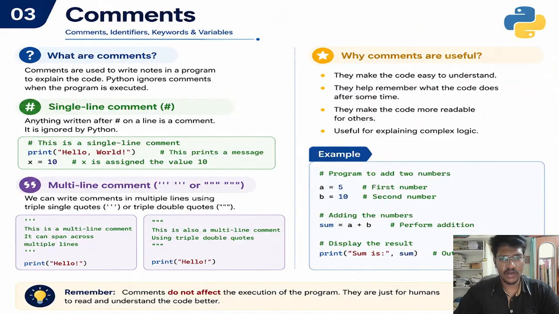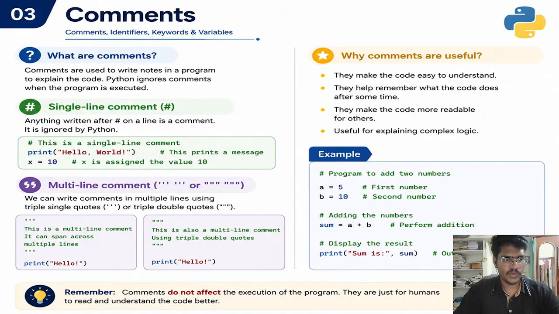Now, there are two types of comments. The first is the single line comment and the second is the multi-line comment. In a single line comment, anything you write after the hash on a line is considered a comment. As you can see, the hash symbol tells Python to ignore everything that follows on the line.